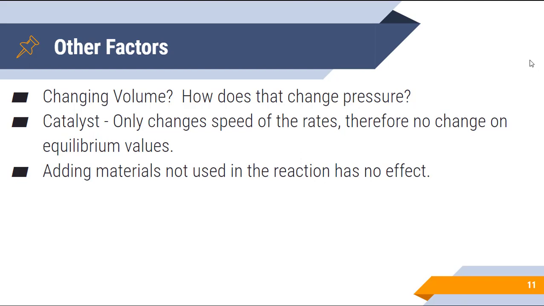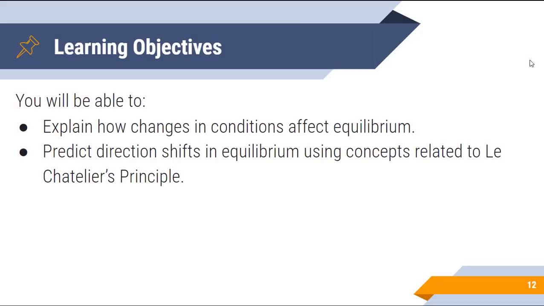Catalysts only change the speed of the rates and therefore actually have no change on the equilibrium value. So if I add a catalyst, there's no equilibrium shift. And same thing if I add materials that are not used in the reaction. Adding materials not used in the reaction simply just has no effect. That's Le Chatelier's principle in a nutshell, guys, okay?